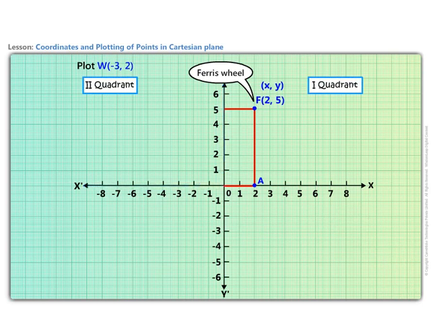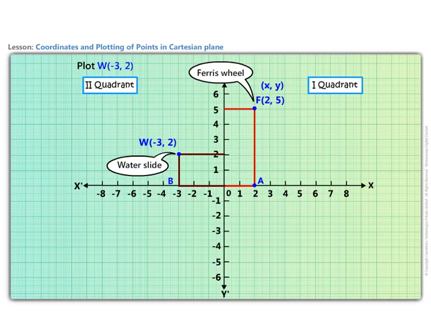To locate the point, let us locate (0, 0). Let us look at the coordinates. The x-coordinate is -3. Let us move 3 units on the negative x-axis and mark the point as B. Now, look at the y-coordinate. It is 2. From point B, move 2 units in the positive y direction. Now, mark W (-3, 2) in the second quadrant.